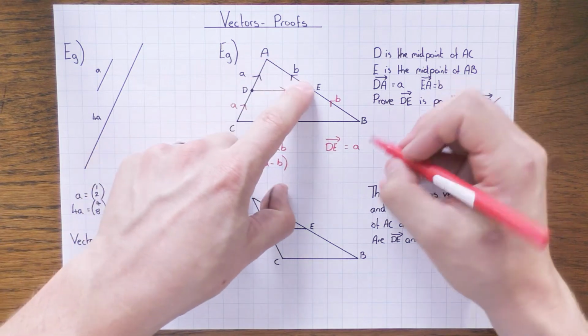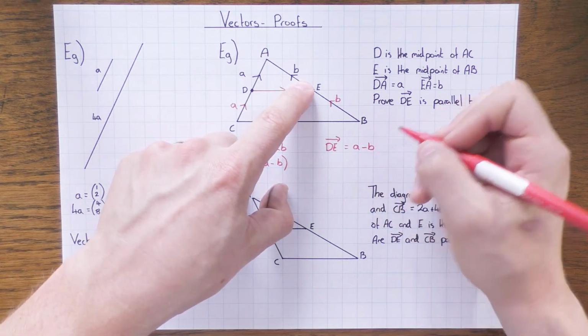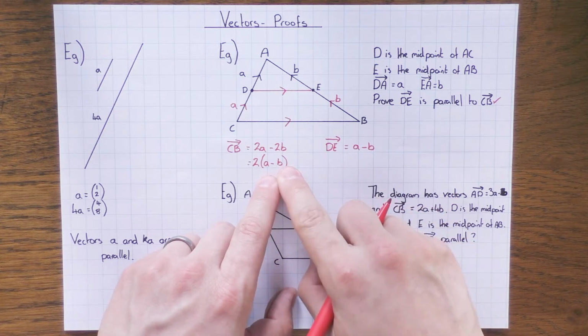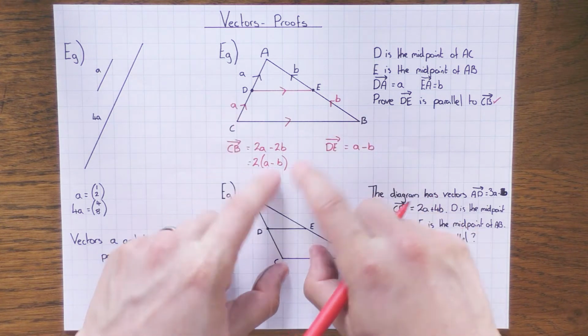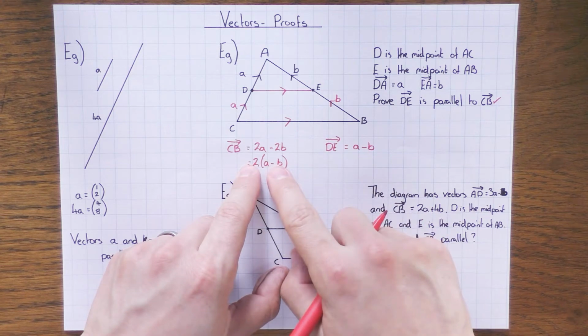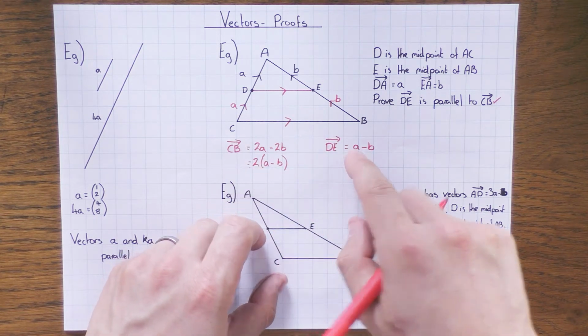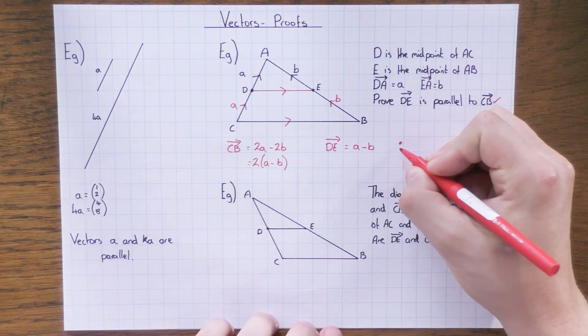And then going against that one, which is B, so minus B, and then that's it. And as you can see, straight away, A minus B, and then this vector here, CB, is just twice as big as that. So I've proven that they've got a scale factor. This one is just twice as big as this one, and therefore, they're parallel.